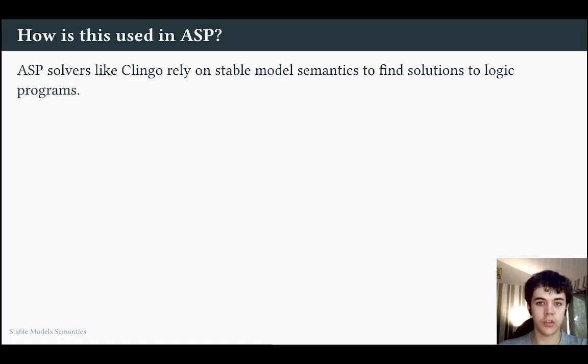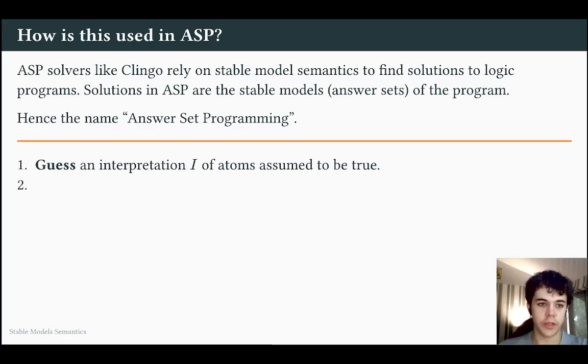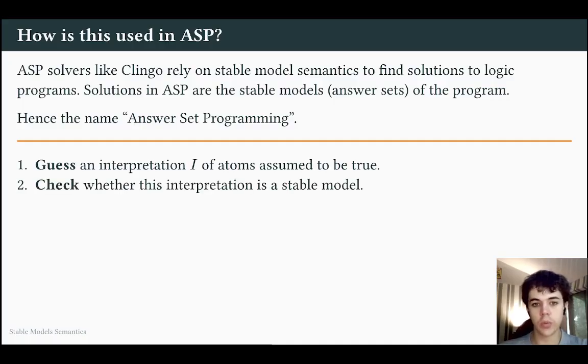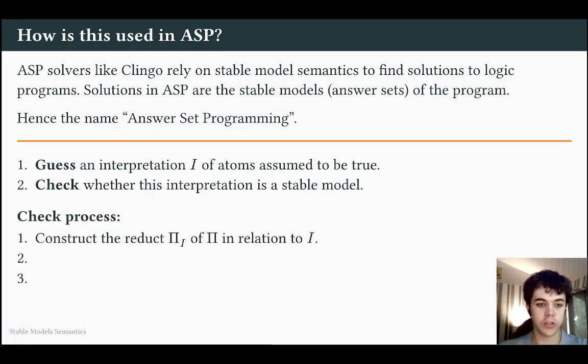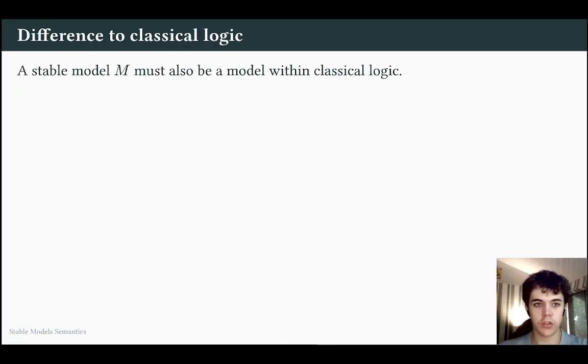So how is this used in ASP? ASP solvers like Clingo rely on stable model semantics to find solutions to logic programs. Solutions in ASP are the stable models of the program, hence the name answer set programming. First it guesses an interpretation I of atoms assumed to be true, then it checks whether the interpretation is a stable model using the reduct. The check process is to construct the reduct of pi in relation to I, find the minimal model M of the reduct, and then if M equals the initial interpretation, the interpretation is a stable model of pi. Otherwise, we try again.